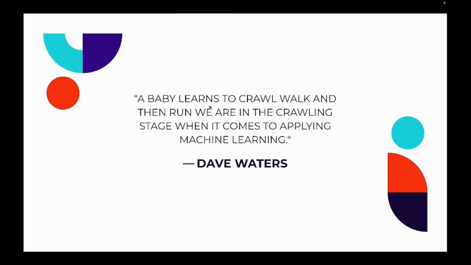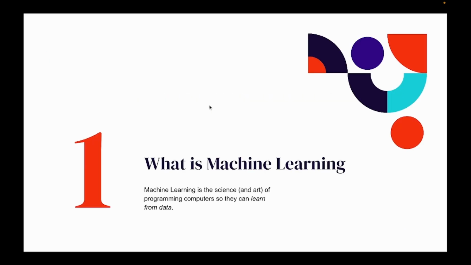This video is going to be a review of chapter 1 and the contents presented in it. This is a famous quote by David Waters. A baby learns to crawl, walk, and then run. We are in the crawling stage when it comes to applying machine learning. With this quote, I would like to start my review for chapter 1.